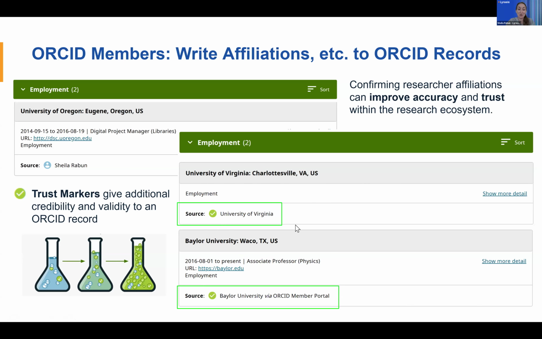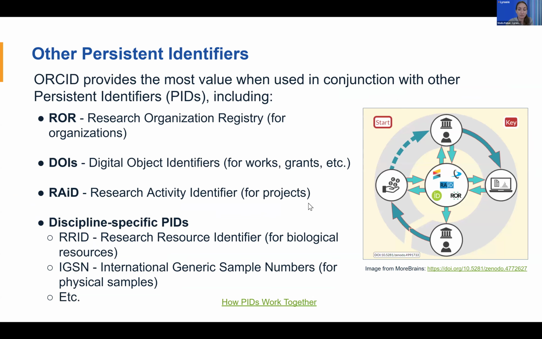So this is the ultimate goal, to have all organizations across the ecosystem adding this verified information to their researchers' ORCID records. And then finally, I also just want to note, ORCID is just one piece of the puzzle as you're working on ORCID adoption. Also keep in mind the other persistent identifiers that Carly mentioned at the beginning, because ORCID works together with these other identifiers: ROR for organizations, DOIs for outputs, but also inputs like grants.